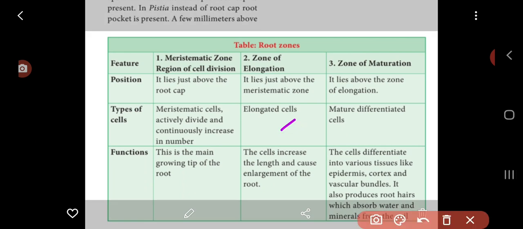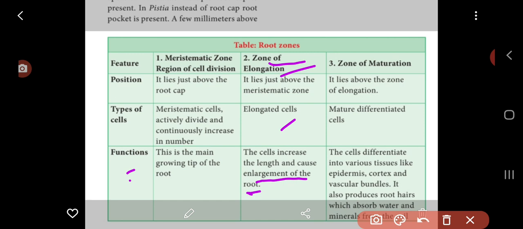Elongated cells. The cells here are all elongated. Then what is the function of this zone? The cells increase the length and height and cause enlargement of the root. So this zone of elongation is helpful for the enlargement of the root. So that is the function.